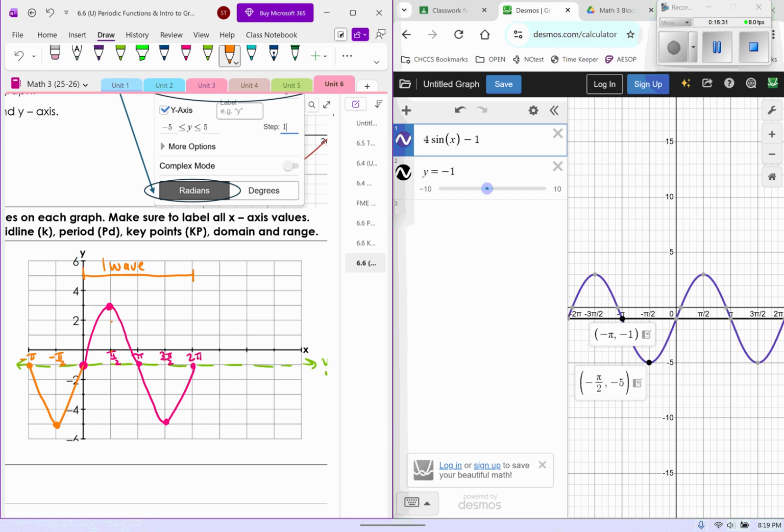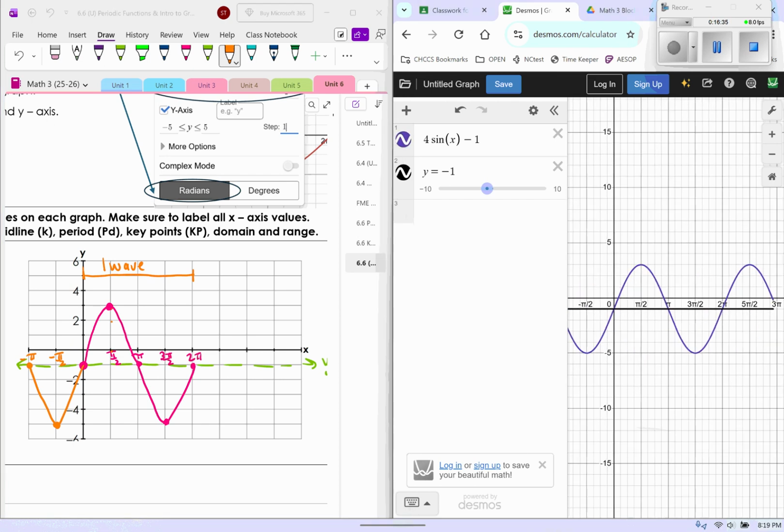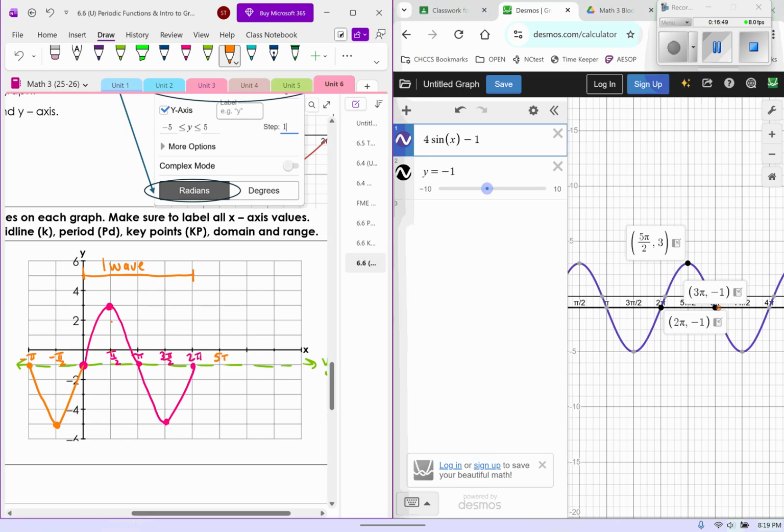So then I need to go the other direction. So what you could do is change this wrench, or you can just hit over on your graph. So we stopped at 2 pi, which is right here. So the next point would be at 5 pi over 2, 3, 3 pi, negative 1. So you write your x coordinate on the x-axis, and 3. Then we have, sorry, not 2 pi, 3 pi, negative 1.